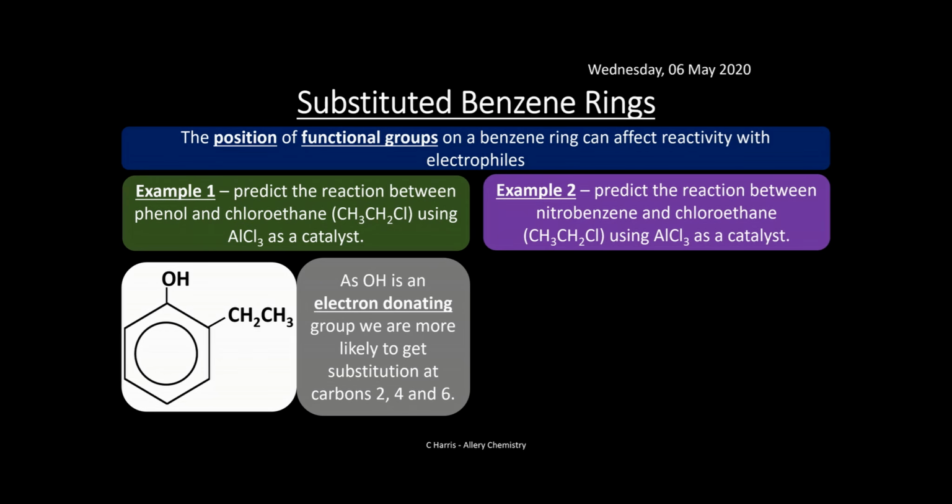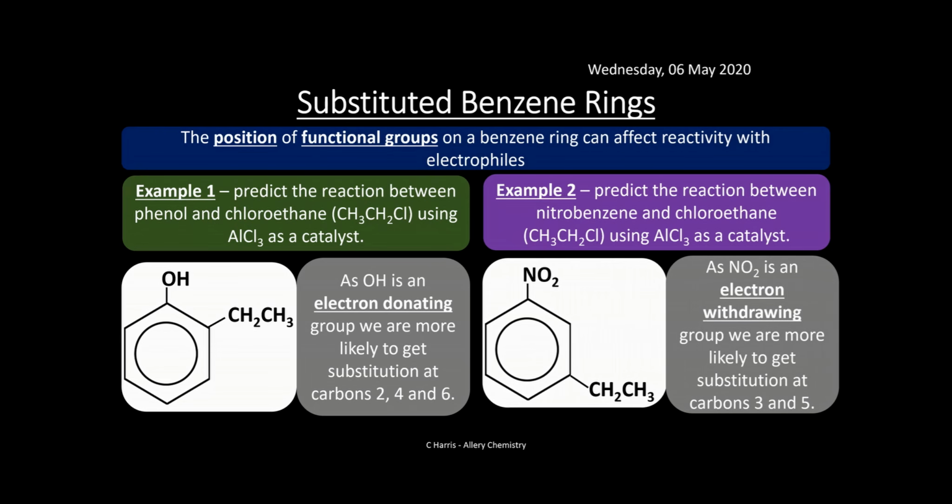Now let's look at a second example. Predict the reaction between nitrobenzene and chloroethane. So here we've got a different type of phenyl arene compound. We've got nitrobenzene, and we've got chloroethane, which is the same substance. This time we've got an electron withdrawing group, and so therefore we're likely to get substitution at carbons 3 and 5 instead. So there's a stark difference, as you can see. It really does depend on what type of group, what type of reaction, whether it's going to be a phenol or whether it's going to be, say, a nitro compound.